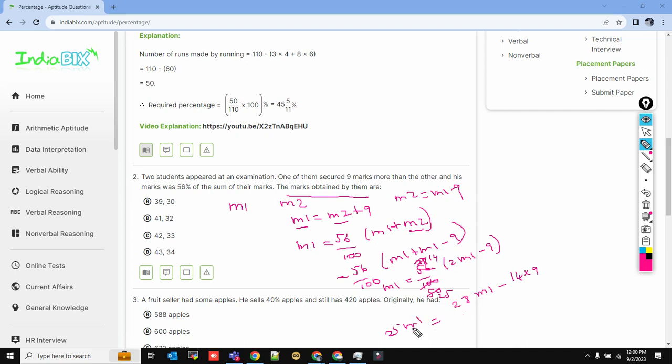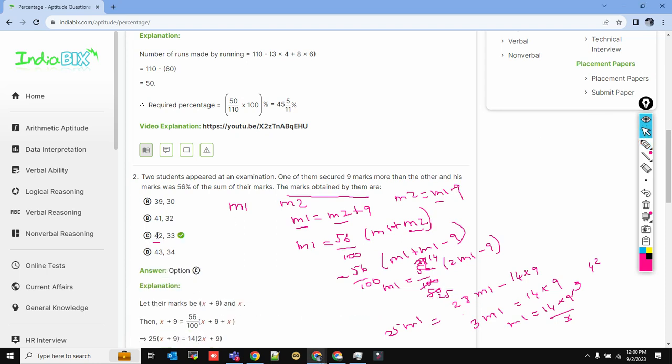Okay, so I will bring M1: this 28 M1 is here, 25 M1 is here, so I bring the 25 here. So 28 will become minus, right? 28 minus 25 will be 3 M1. 3 M1 will be, if this comes this side, 14 into 9. So M1 will be 14 into 9 divided by 3. Here 3 times 14 is 42. So M1 is 42. So you put M1 here, 42 minus 9 is 33. So this is the answer.